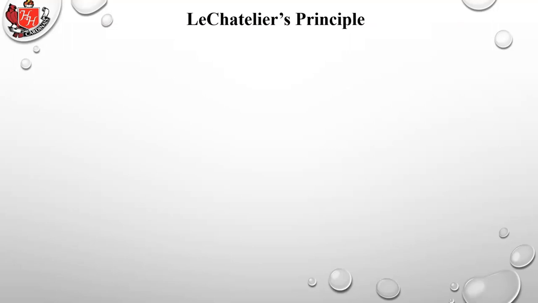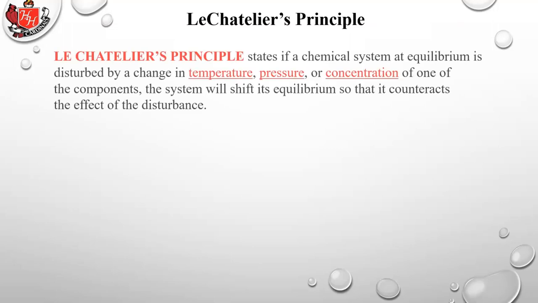Okay, so now we're moving on to a new topic. This is called Le Chatelier's principle. Le Chatelier's principle states that if a chemical system at equilibrium is disturbed by a change in either the temperature, pressure, or concentration of one of its components, one of its reactants or products, the system will shift its equilibrium so that it counteracts the effect of the disturbance.